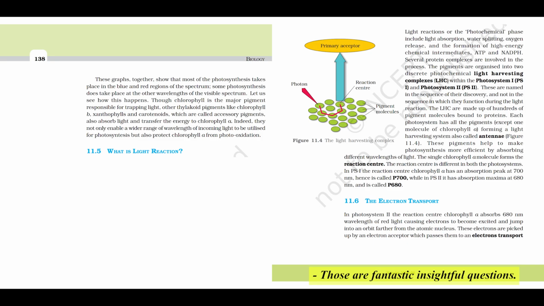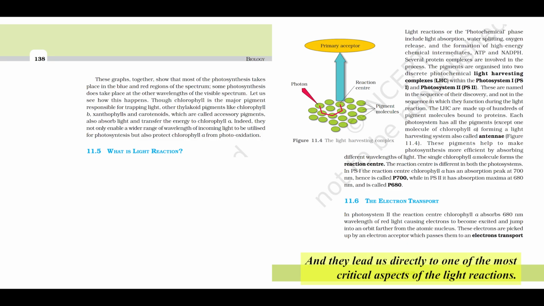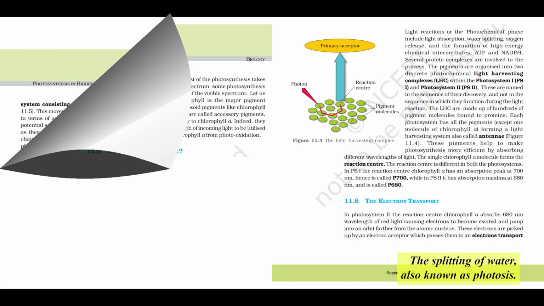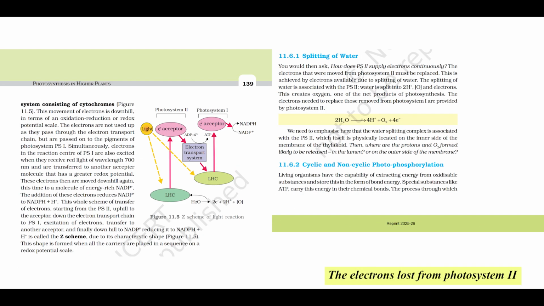Those are fantastic, insightful questions, and they lead us directly to one of the most critical aspects of the light reactions, the splitting of water, also known as photolysis. You've hit upon the key point. The electrons lost from photosystem 2 must be continuously replaced for the process to continue. It would stop very quickly otherwise. This essential replenishment is achieved by electrons that become available from the splitting of water molecules.